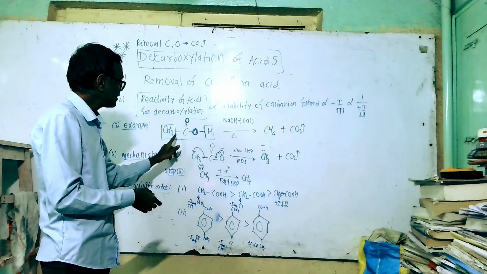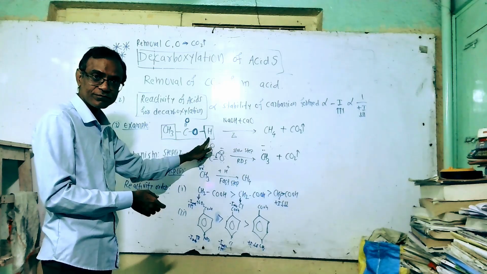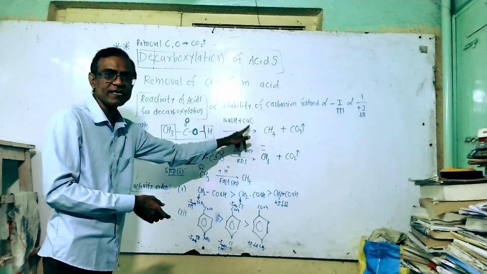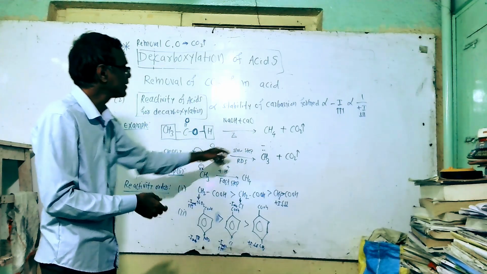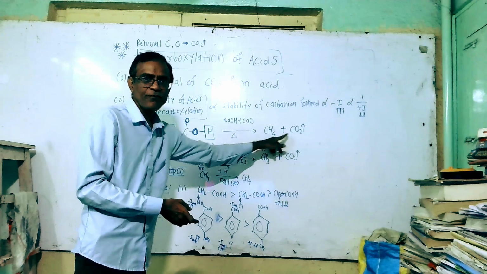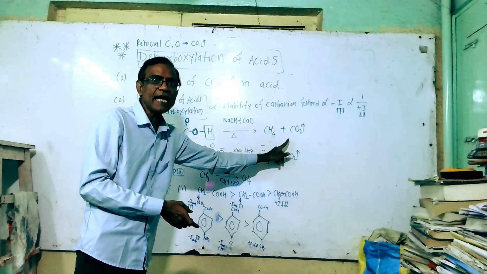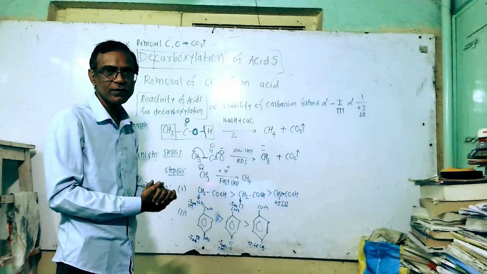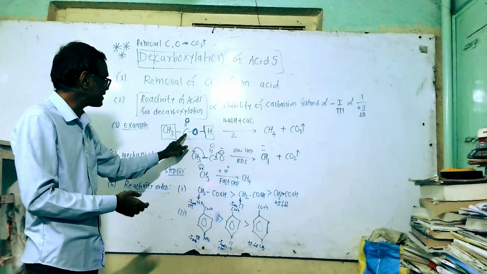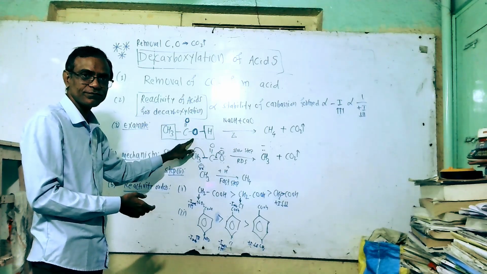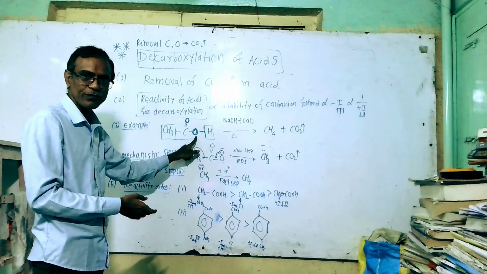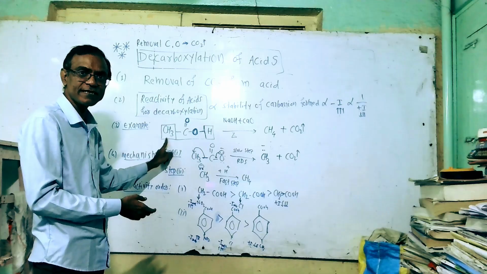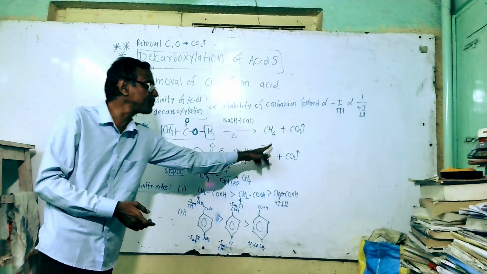Example, this is acetic acid. When it is heated in the presence of NaOH plus CaO, methane will be formed with removal of CO2. As CO2 is removed from acid, it is said to be decarboxylation. Try to understand, this is carbon and this is oxygen. This simply gets removed. CO2 gets removed. Remains CH3 and H. It becomes CH4.